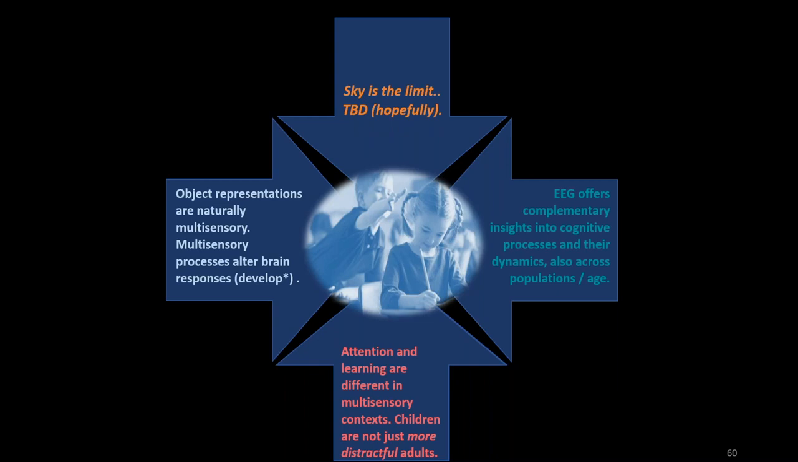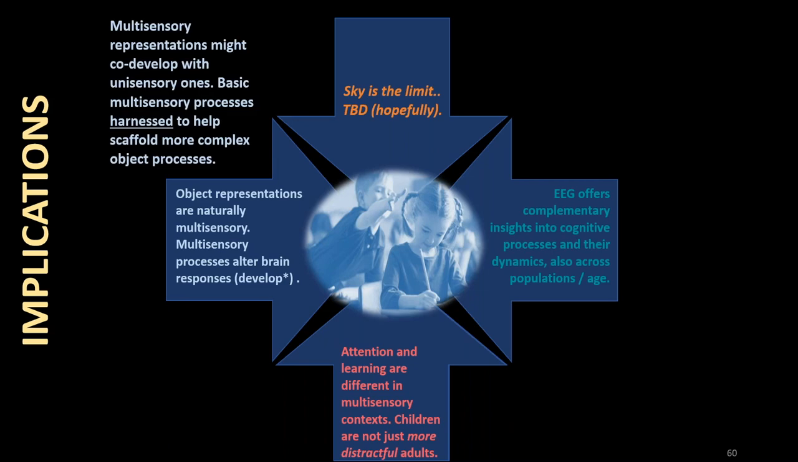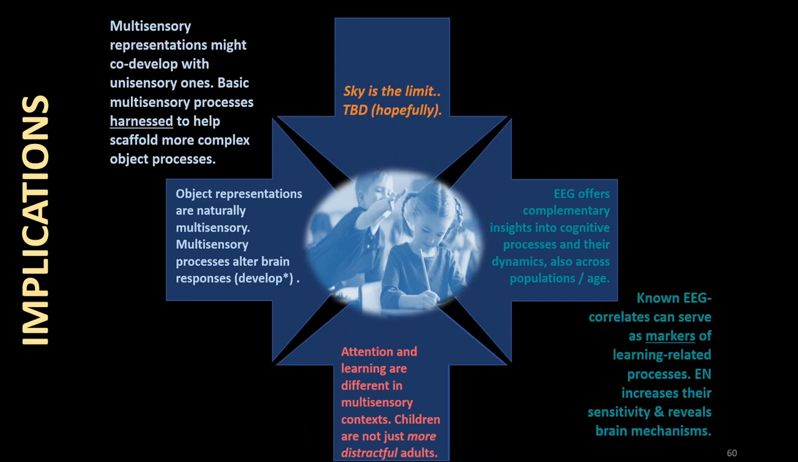All right, to conclude, hopefully in terms of how technology can support learning in naturalistic environments, the sky is the limit, we will see. In terms of implications for supporting development and learning, if I was to make some, I think that multisensory representations likely co-develop with the unisensory representations. Also, based on research, we know that basic multisensory processes can be harnessed to help scaffold more complex, higher level cognitive object related processes. In terms of using EEG, we have known EEG correlates that can serve as markers of learning related processes.